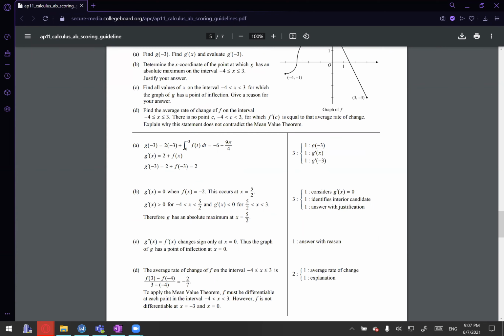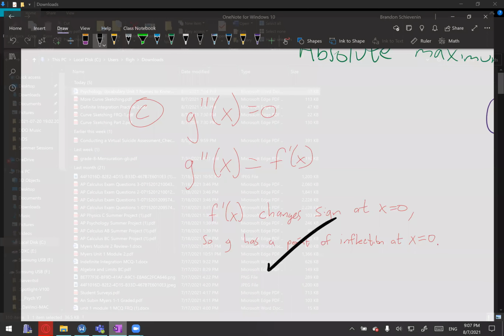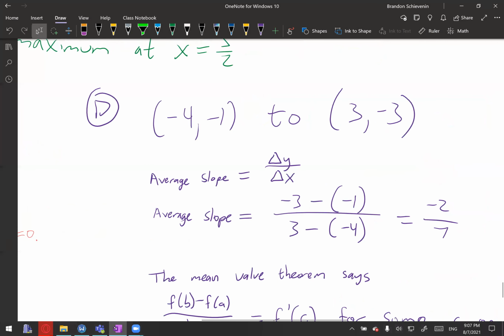1 point for getting average rate of change. The mean value theorem does not apply because we're not differentiable on the interval. At x equals -3 and 0, we're not differentiable. Okay, average rate of change is -2/7, and we are not differentiable.